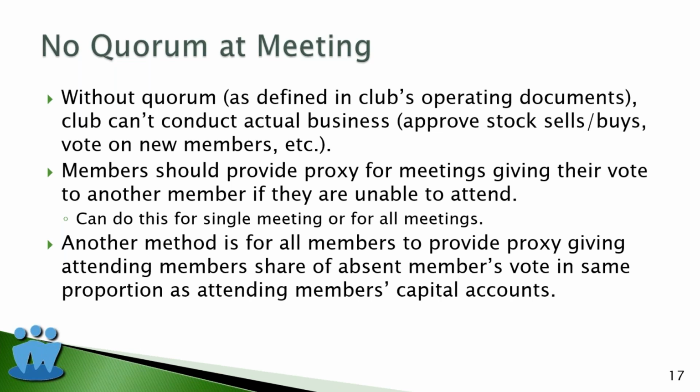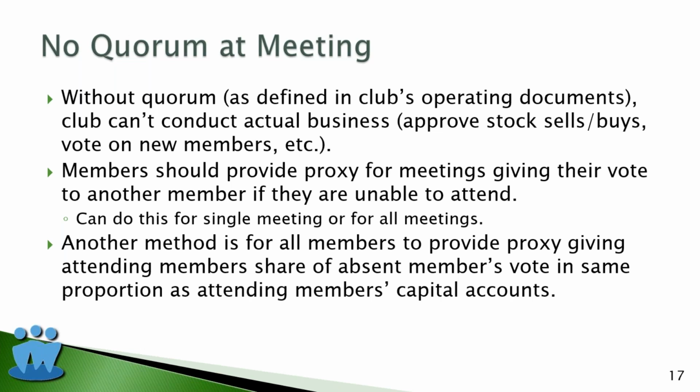So to get around this, many clubs allow members to submit or file or provide a proxy that gives their vote to another member of the club. And you can do this on a meeting by meeting basis, or you can provide a blanket proxy that says, if I'm unable to attend any meeting, I hereby give my proxy to vote on matters that may come before the club to member John Smith. And that would be on file. And as long as John's in a meeting, then your shares would be voted. And you would do that to someone that you would trust to vote in your interest at the club meeting.